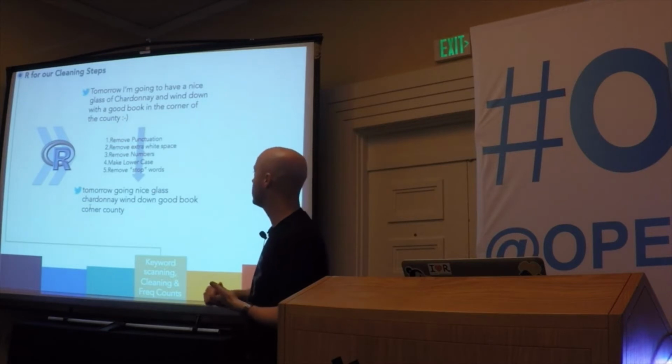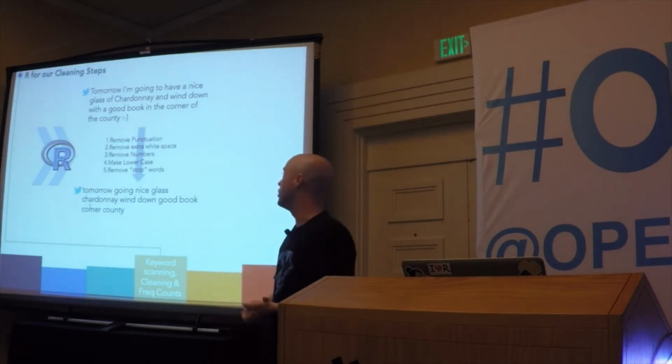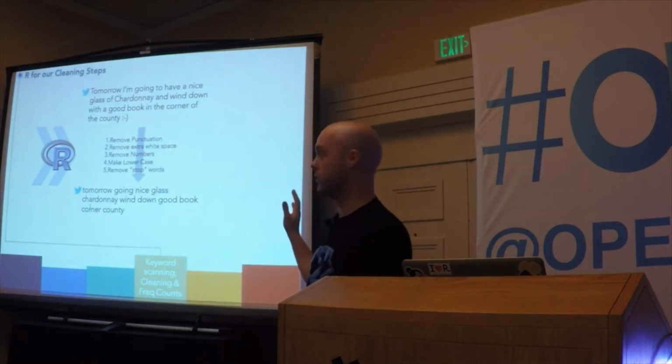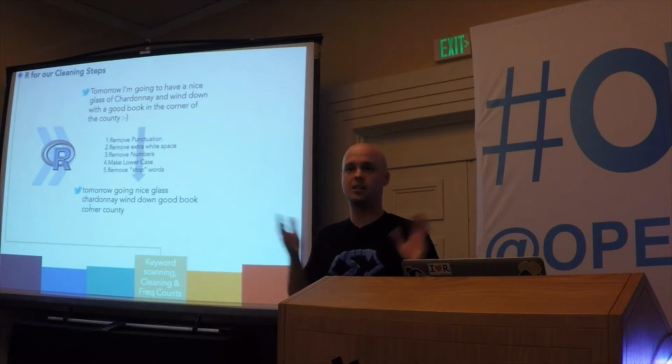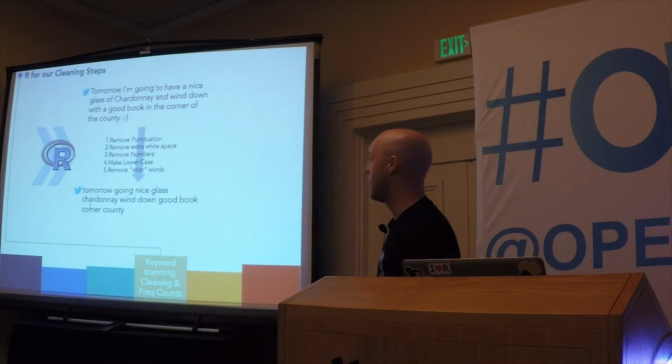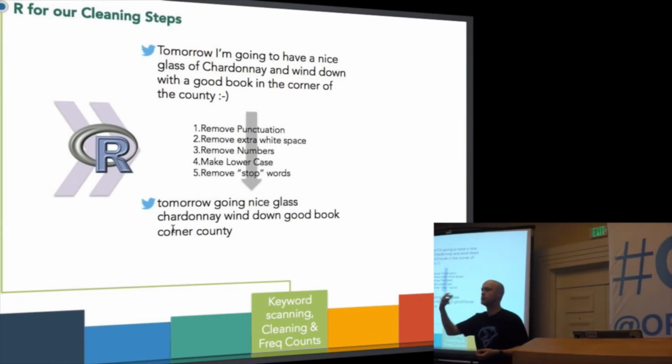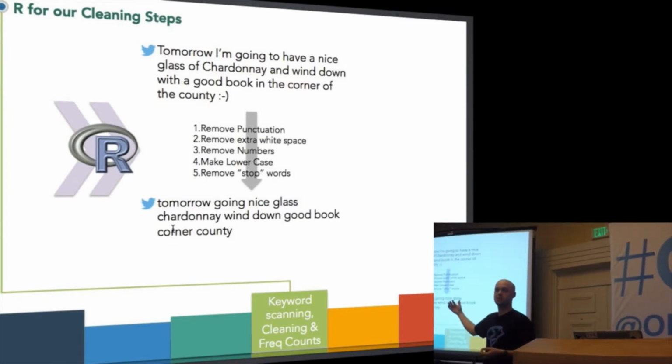Tomorrow I'm going to have a nice glass of Chardonnay and wind down with a good book in the corner of the county. There is an emoticon there. I actually chose to remove it altogether. That would be a separate type of analysis. You can look for those types of things. But in this case, very often in bag of words style text mining, you want to apply transformations to your text in an effort to aggregate terms.